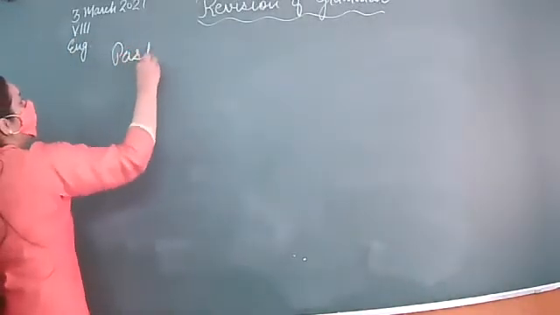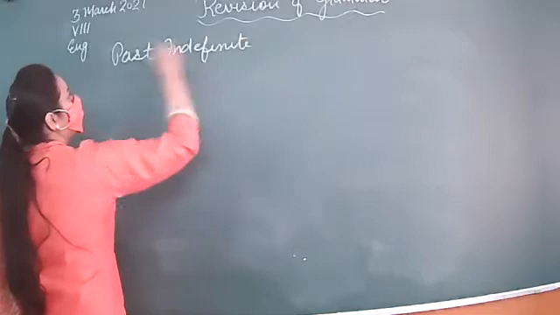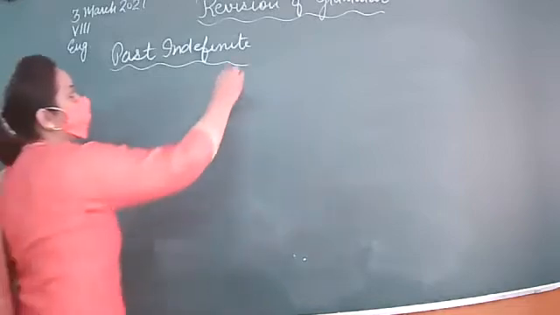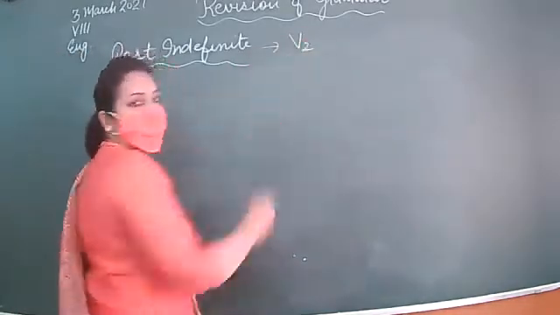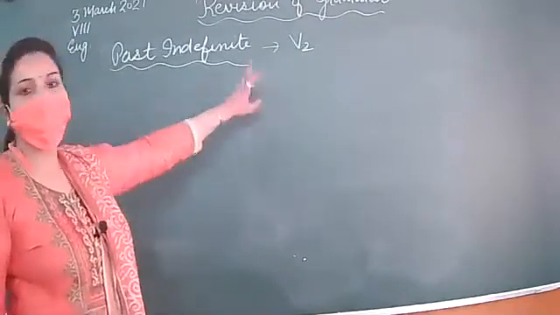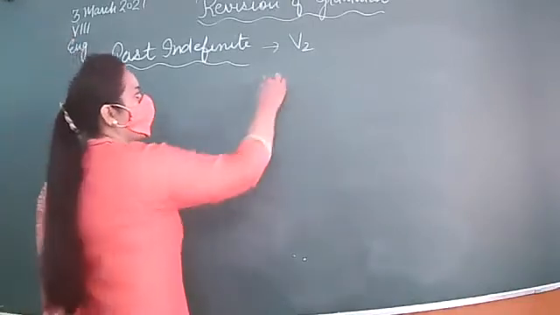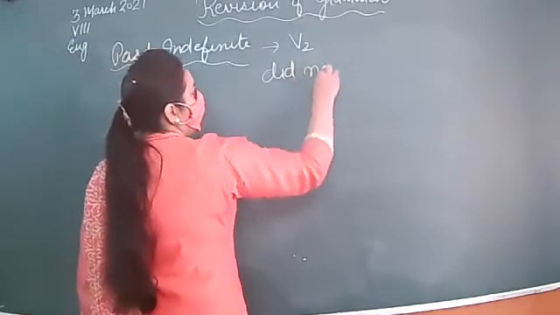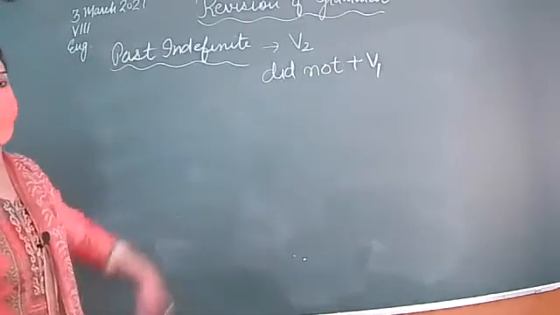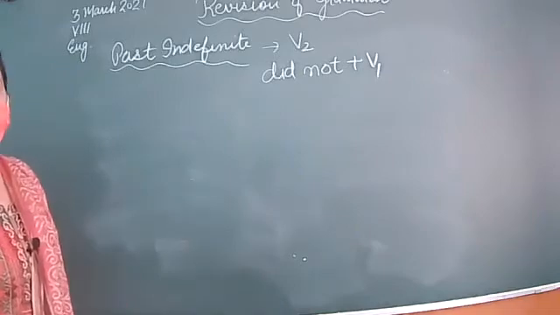We have past indefinite. Write down the spellings of indefinite carefully. Okay. So past indefinite, we will be using second form with every subject, whether it is I, you, we, they, plural, he, she, it. And when we have negative, then did not plus verb first form. With did not, we will be using first form, and with other subjects, we will be using second form.